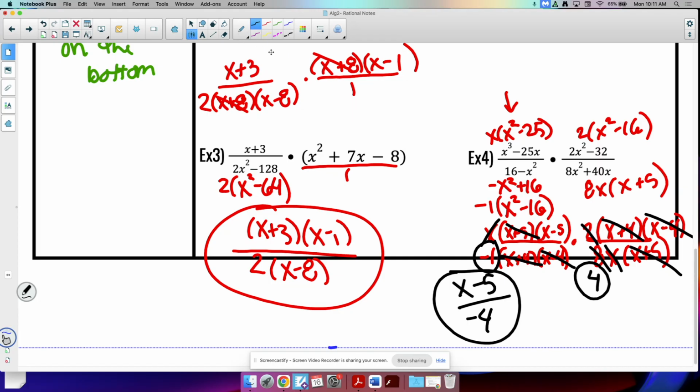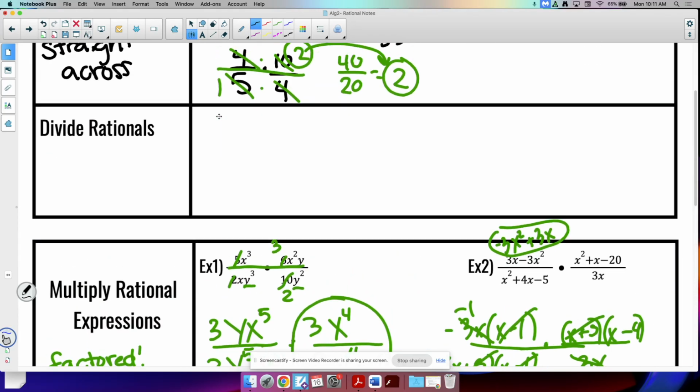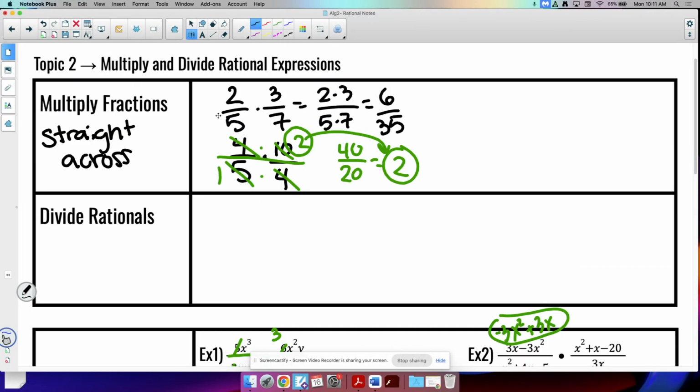All right, we're doing the other one too today. Back up to the top, dividing. How do you divide rationals / fractions?